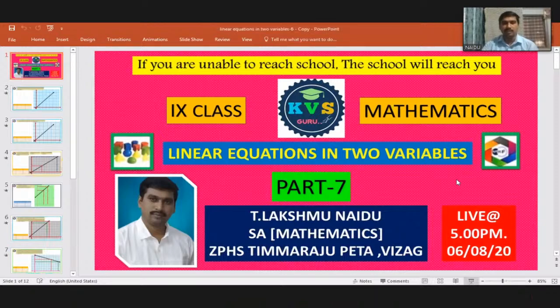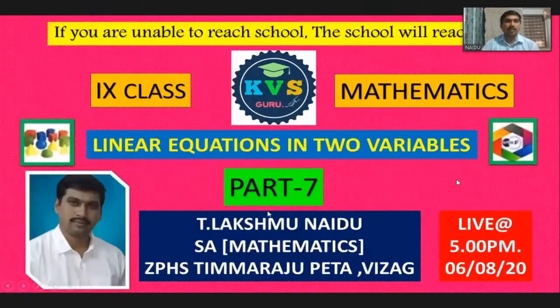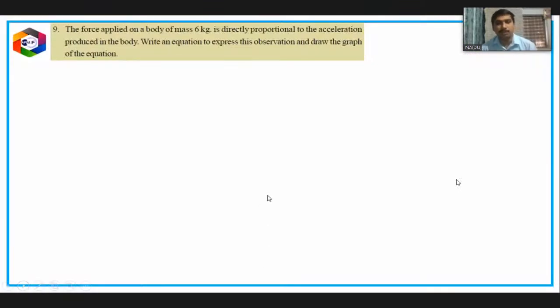Next problem. Yes, children, here is question number 9. Yesterday we discussed up to 7 or 8, I think. So question number 9. Here the question is, the force applied on a body of mass 6 kg is directly proportional to the acceleration produced in the body. Write the equation to express this observation and draw the graph of the equation. Children, here is the data about force, acceleration and the mass.